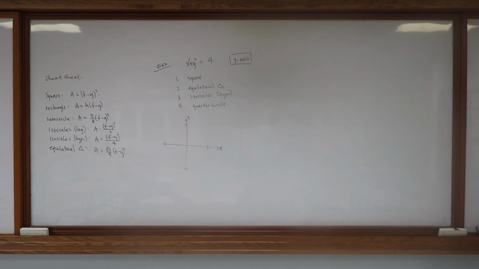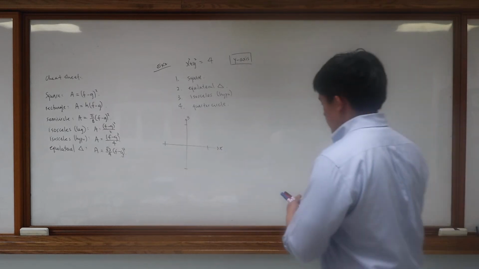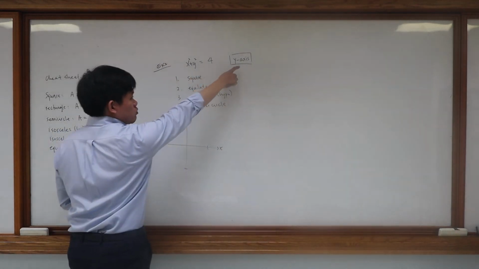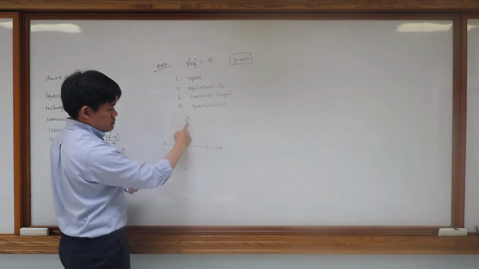Okay, in the last video we're going to talk about volumes in terms of the y-axis. We have a square, equilateral triangle, isosceles triangle with the hypotenuse, and a quarter of a circle. Okay, so let's go ahead and do this. First of all, draw the diagram. It's a circle, but it is in terms of y. In that case, you have a top semicircle from both sides.